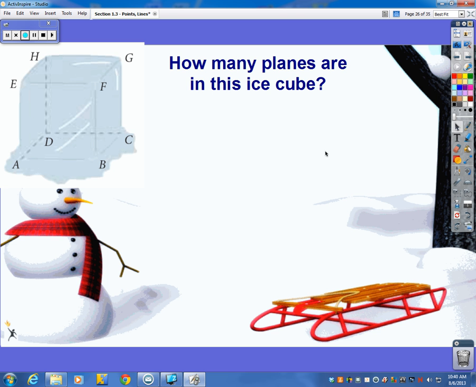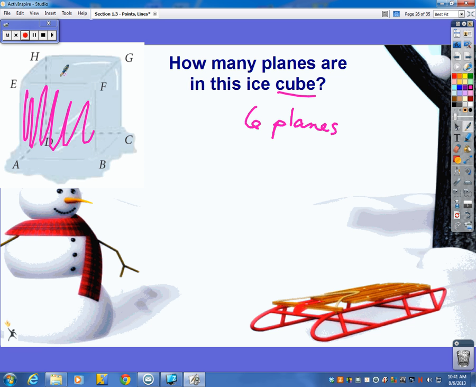Now, how many planes are in this ice cube? Kind of think of how many sides are there, if you will, to this ice cube. Okay, and there would be, you know, this is kind of like a cube, literally a cube, but there are 6 known planes that we can visually see here. Technically, there's infinitely many planes, but there are 6 main ones we can see, right?